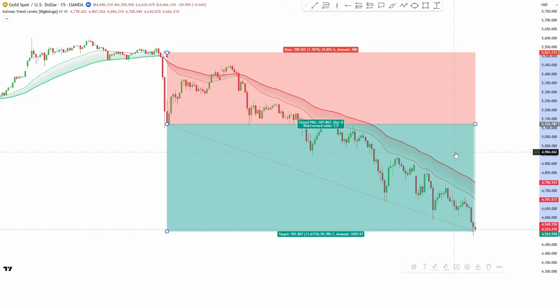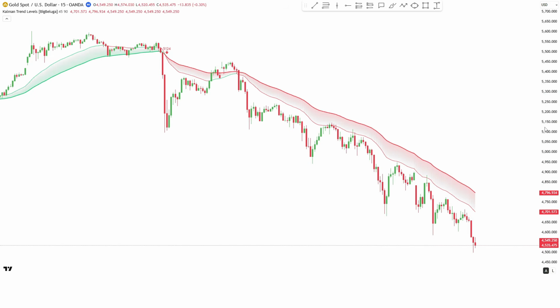As you can see, the price hits our target for a successful trade.